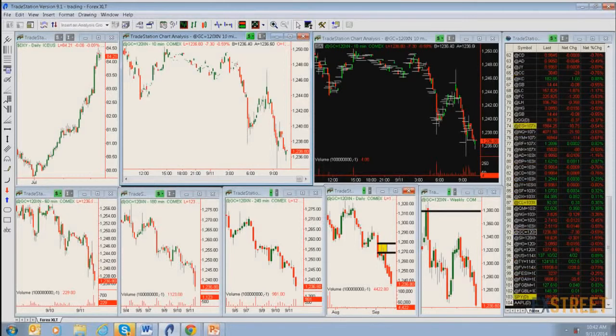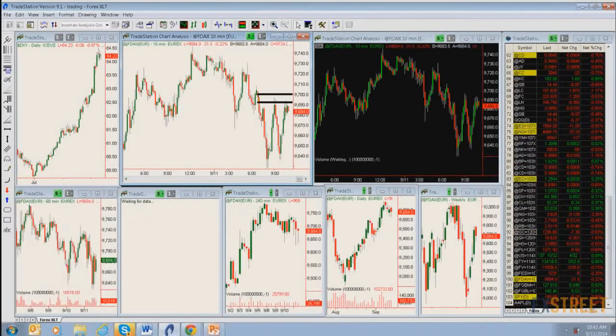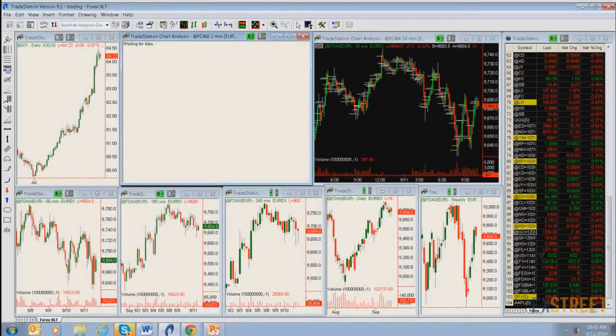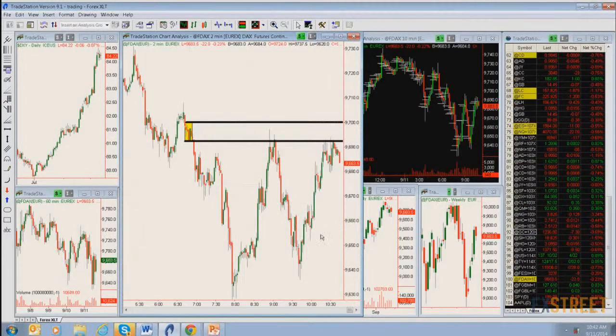All right, let's keep going. Let's see what the DAX did off that level. Not a whole lot. Well, it's falling again. Anybody take this DAX trade? I don't know if there's any mastermind members with us here today. Next market.